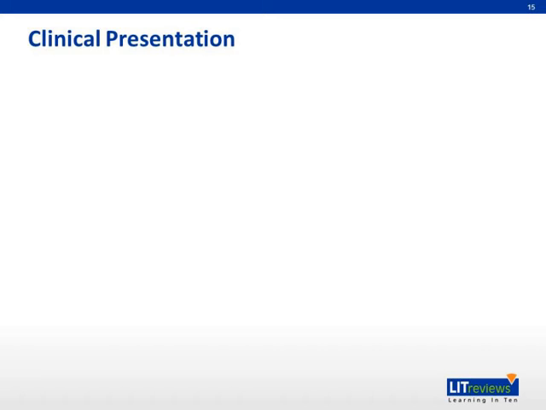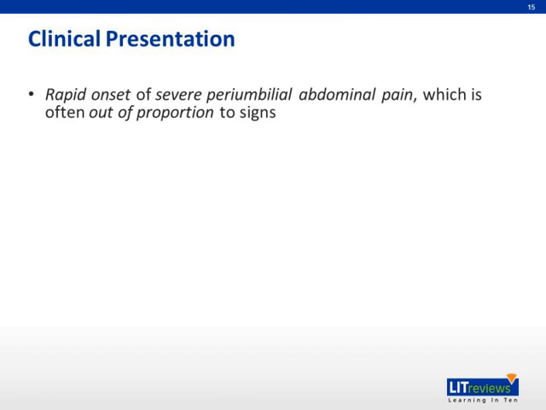Clinical presentation. Patients with acute mesenteric ischemia have been classically described as having the rapid onset of severe paraumbilical abdominal pain, which is often out of proportion to findings on physical examination. Nausea and vomiting are also common. Sudden pain associated with minimal abdominal signs and forceful bowel evacuation in a patient with risk factors for acute mesenteric ischemia should greatly heighten the suspicion for the diagnosis.